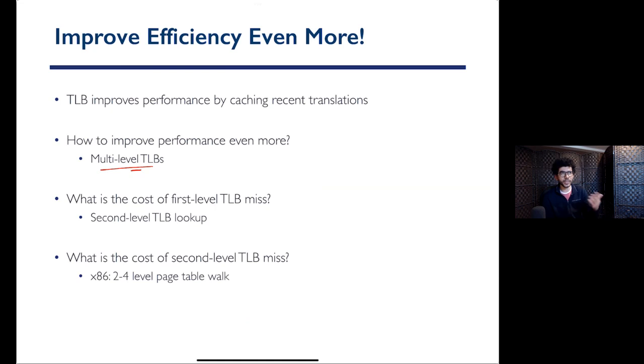Obviously, adding more TLBs means adding more hardware, consuming more power, and slowing down because of that. But then the speedup that you get could justify it. It's kind of like adding caches. Okay.